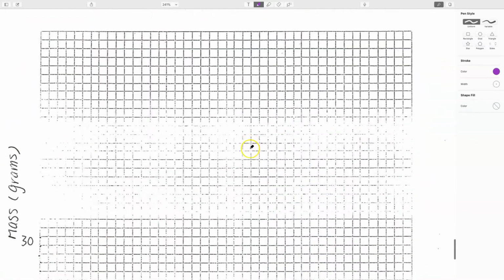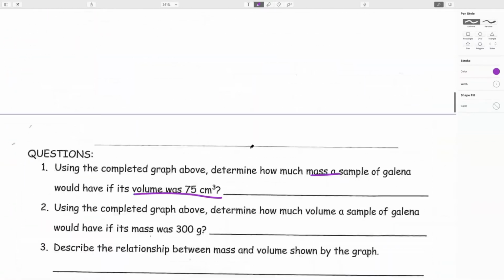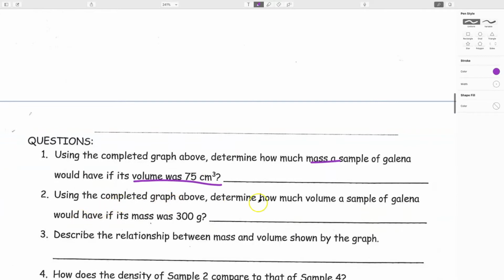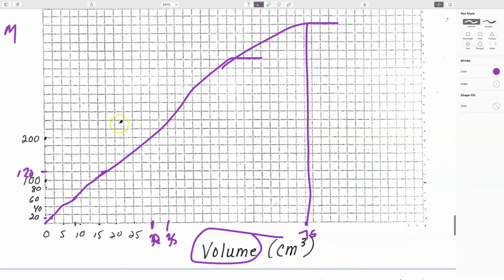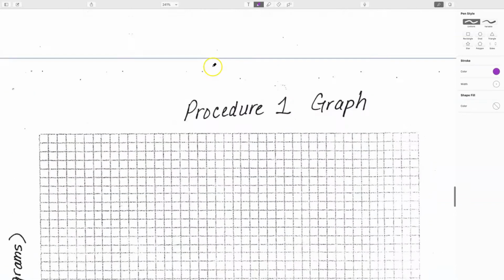Now when you get to question number 2, it says using the completed graph above, determine how much volume a sample of galena would have with a mass of 300. It's done the same way, but in an inverse kind of thing. Here's 200, 220, 240, 260, 280. 300 would be on this line. You would go from a mass of 300, starting here for the mass, come in, hit your plotted line, and go down and read your volume. So that's questions 1 and 2.